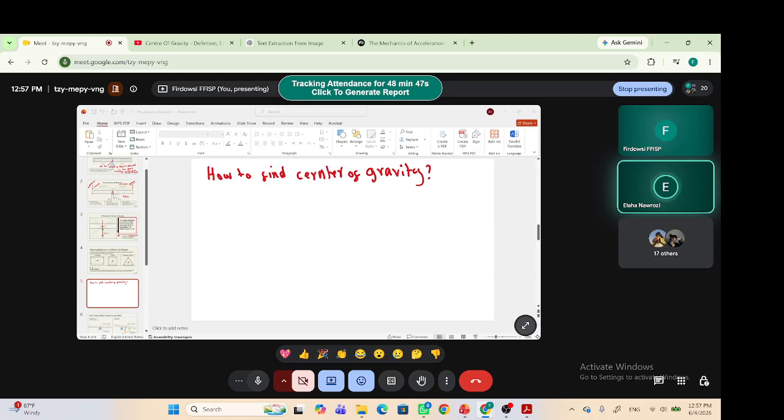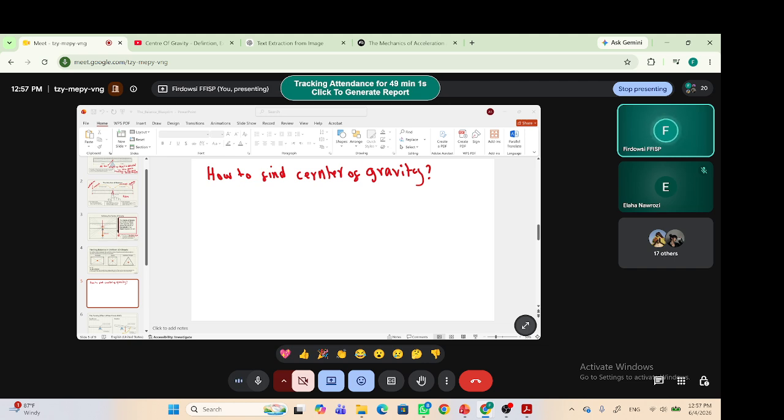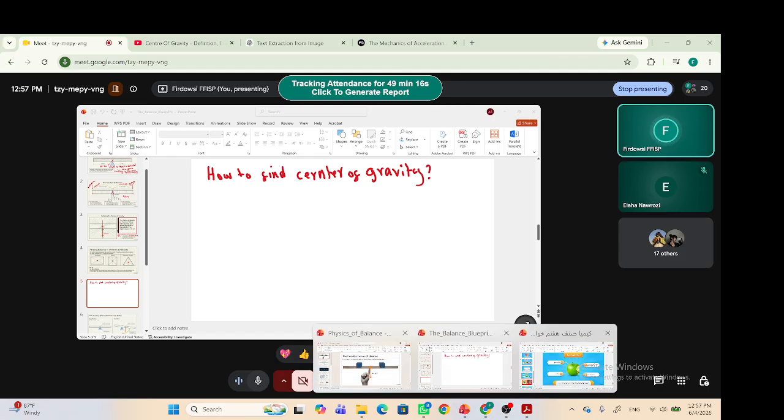Sir, I think when we multiply the mass and acceleration, we can find the center of gravity. Okay, no, physically, without applying a formula. Simply, if you want to find the center of gravity of, for example, a book. You have one book in your hand, and how can you find the center of gravity of this book? And for example, if you have a ruler, how can you find the center of gravity of a ruler?